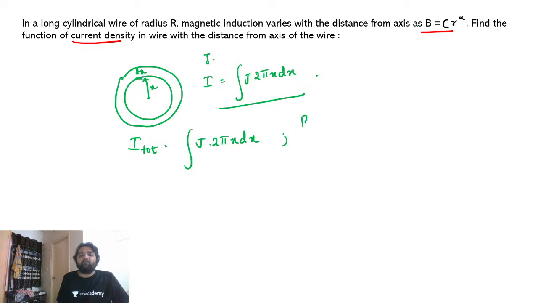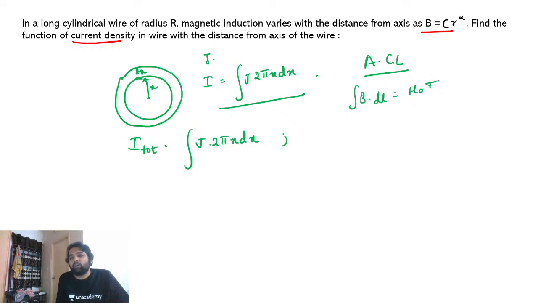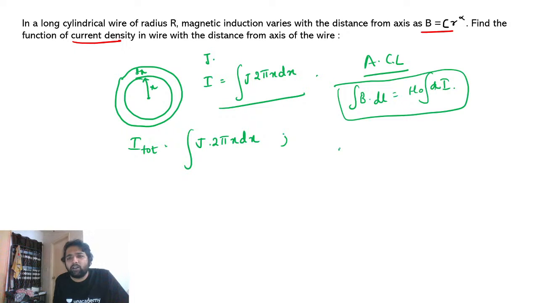So now we will get field into 2 pi. We will use Ampere circuital law now. Integration of B dot dl will be equal to mu naught into summation of I, or you can also say integration of dI. This is also another way of writing it, and it is always correct. So B into 2 pi r, small r, will be equal to mu naught into the integration of j into 2 pi x dx, from 0 to r.